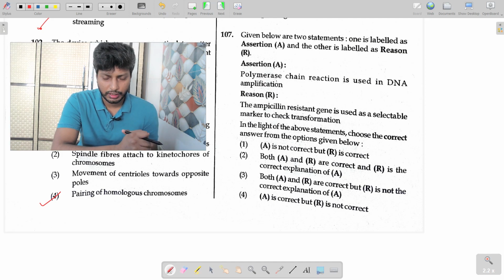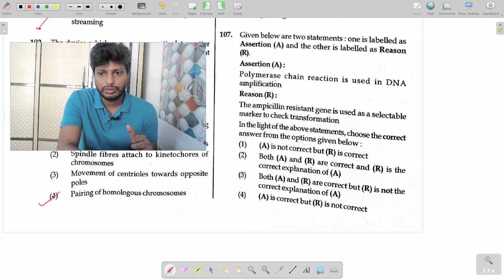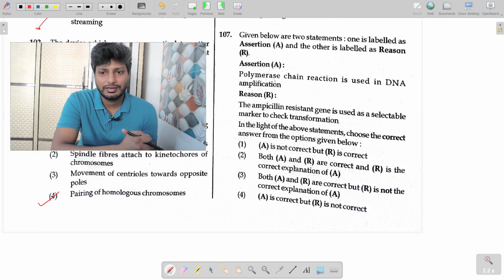The assertion is saying that polymerase chain reaction is used in DNA amplification. That is a very simple statement, dear students. We all know the PCR technique. PCR is a technique by which DNA is amplified. It is a gene amplification method, and you can get multiple copies of DNA, multiple copies of a gene fragment, with the help of this technique. So the assertion is right.